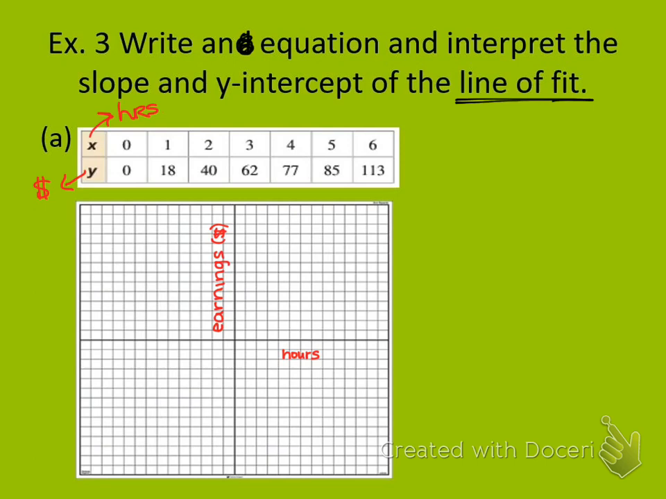All right, let's plot the points. We have 0, 0, so that's a real easy one. Right there in the center. We have 1, 18, so we're going to go just to the right one and just under the 20 and plot a point. 2, 40, right 2 up to 40. All right, we've got 3, 62, so right to 3 and up just a little above 60.